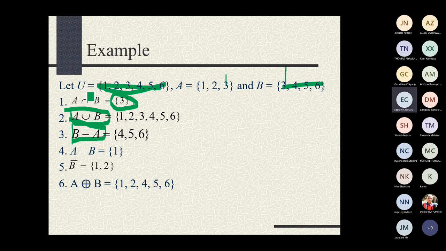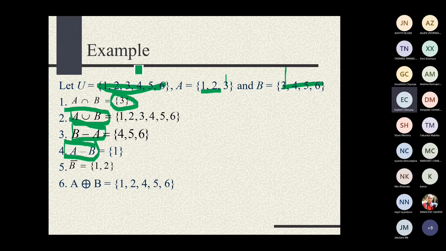It goes the same way on A minus B here. A set difference of A and B. We need the elements in A but not in B. Elements in A but not in B is only this 1 and 2. These are elements which are in A but not in B.